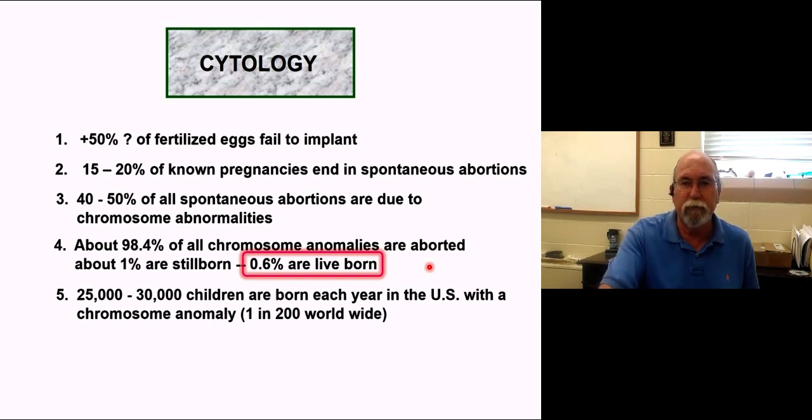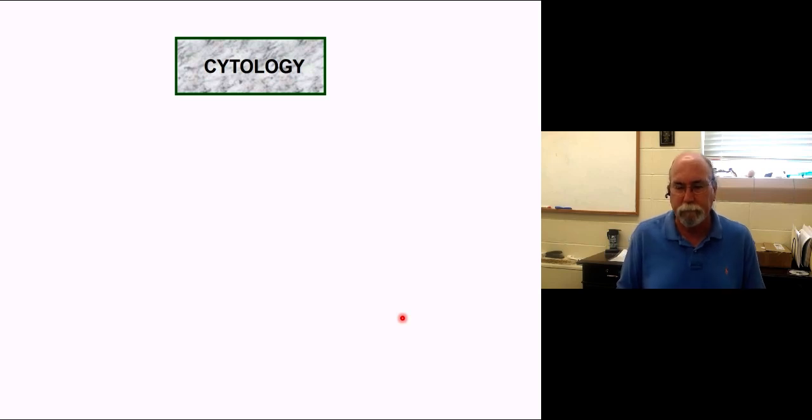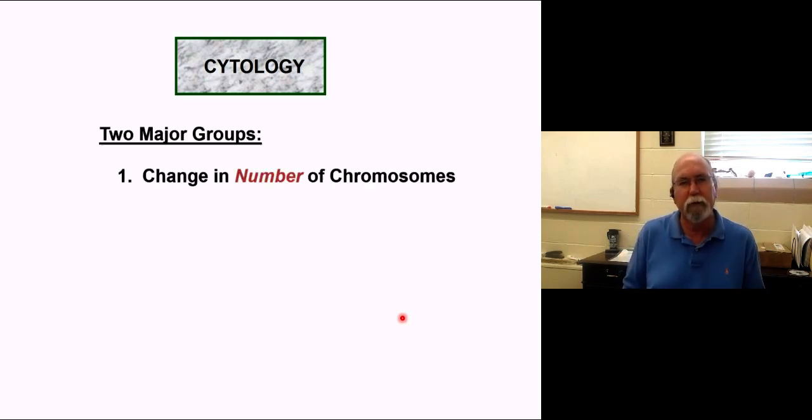Certainly a large issue for these children that are born, but even just dealing with miscarriages and the consequences of these anomalies pre-birth is a big deal. Okay. All right. So what about cytogenetics? Well, if we think about this, in the definition of cytogenetics, we talked about two basic things, right? We talked about a change in the chromosome number.